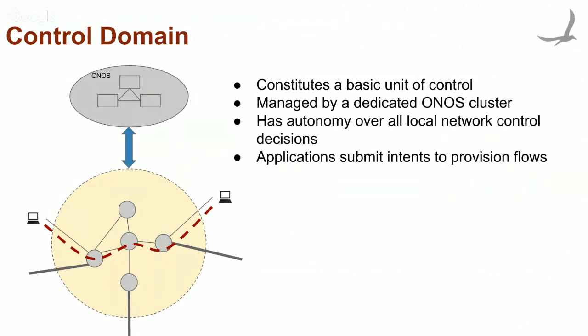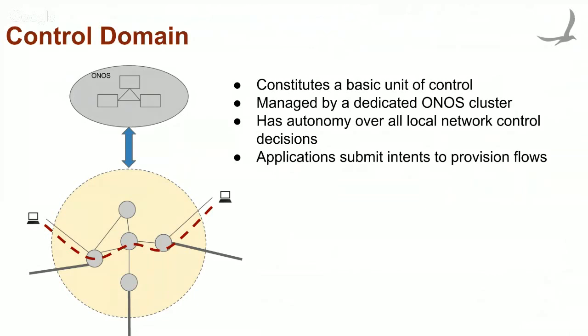This is something that we are all familiar with, and so basically the idea is that you have a network that is managed by a single ONOS controller cluster. This constitutes a unit of control, a network that is controlled by this cluster, and decisions over what flows are provisioned, how they are maintained, and everything. The autonomy for those decisions lies with this particular controller cluster.